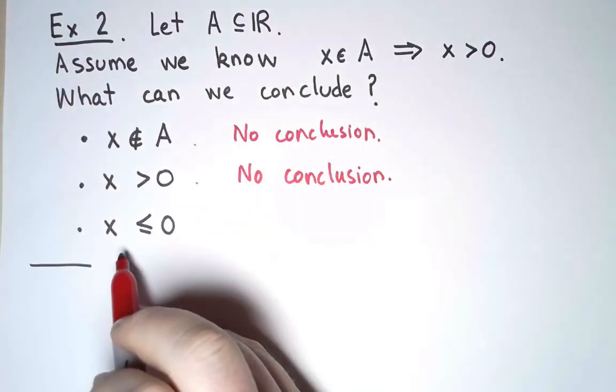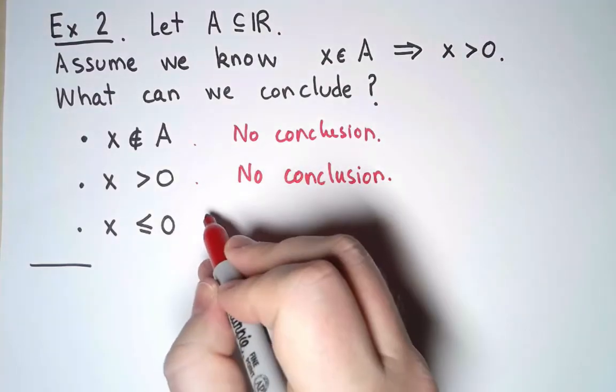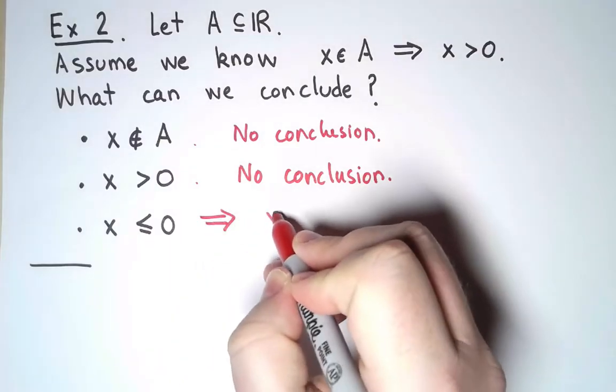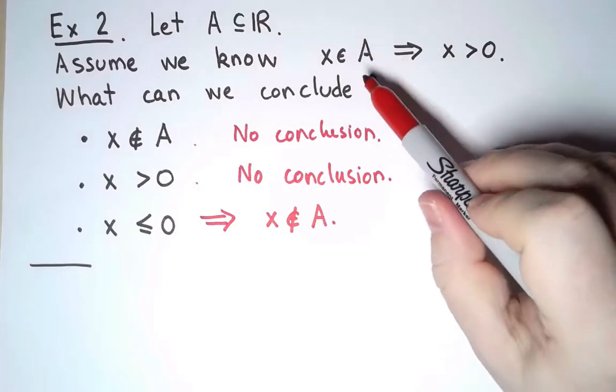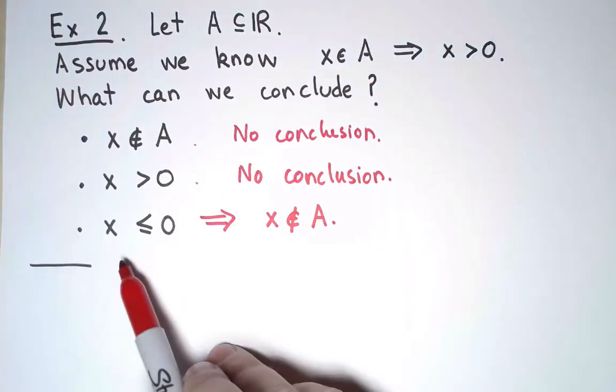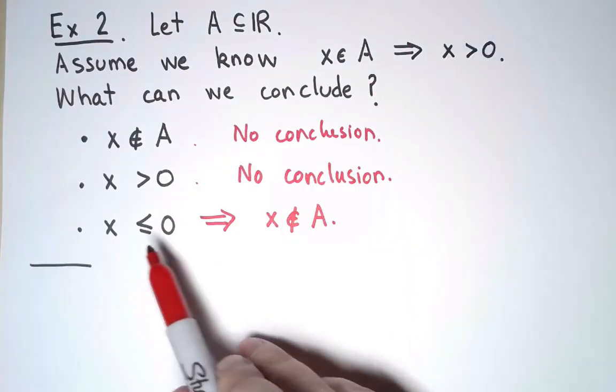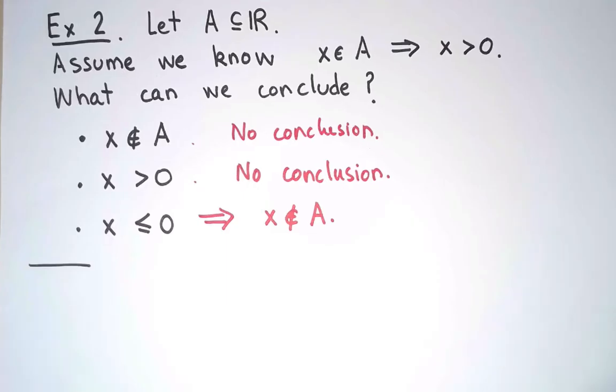But what if x is not positive? In this case, I can conclude that x is not an element of A. And why is that? Because if x were an element of A, it would be forced to be positive. So in order to be less than or equal to 0, it must be outside of A. And this is actually a very general result.